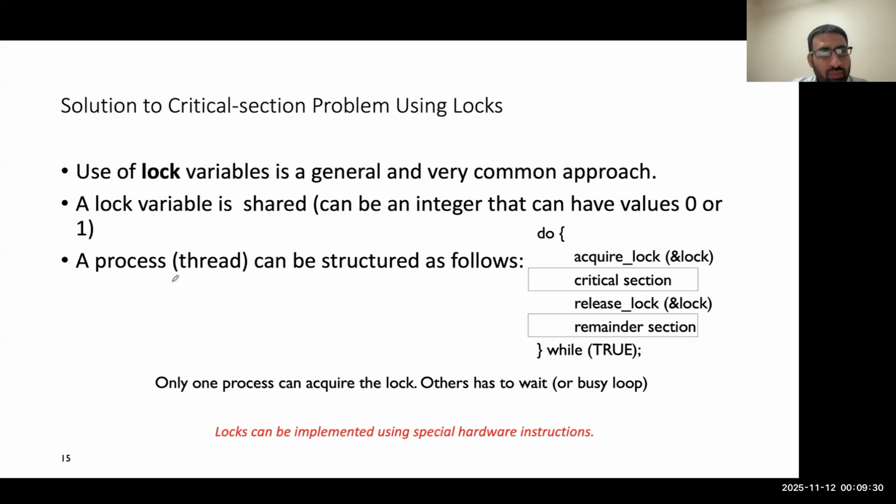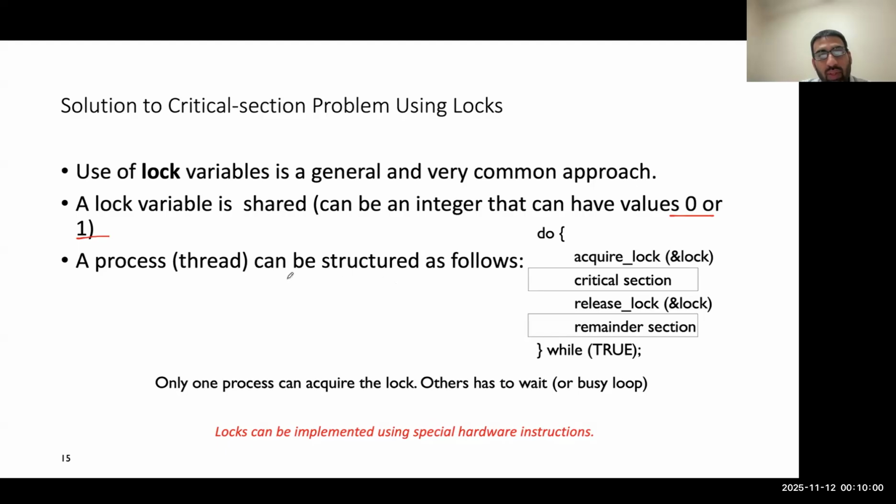For that, we use a variable with the name of lock, which is shared between two or more than two processes. It can be an integer that can have only values of 0 or 1, right? So lock is simply a regular variable. Let's say you say int lock, right? And then you perform two operations on the lock, which are acquire lock and release lock.